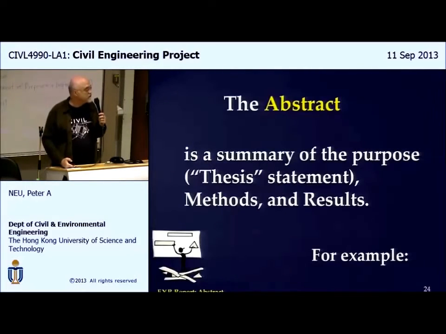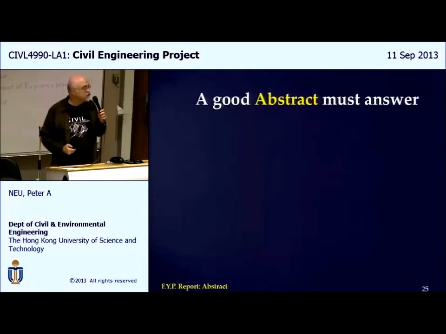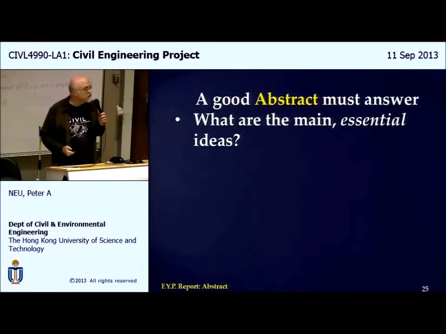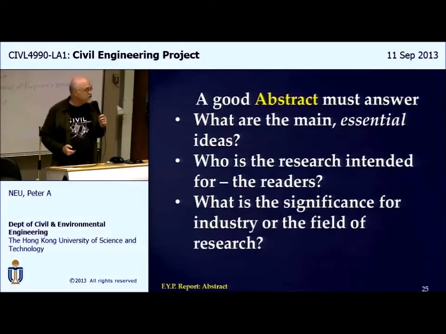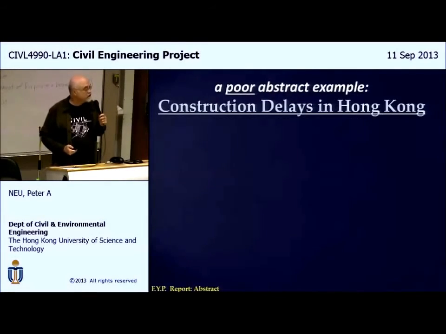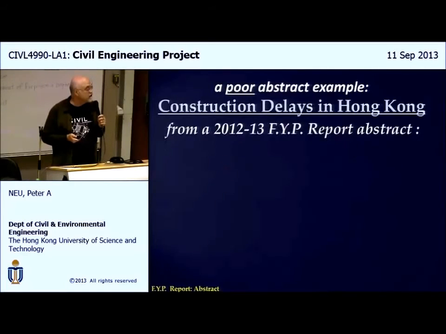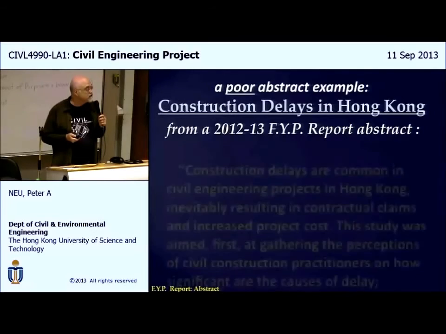The abstract is a summary of the purpose, the thesis statement, methods, and results. Just a summary, the essential points. For example, a good abstract must answer what are the main essential ideas, who's the research intended for, the readers, and what is the significance for the industry or field of research. A poor abstract example, this is an actual, real abstract draft last year. We changed it eventually, but it started like this from 2012-13.